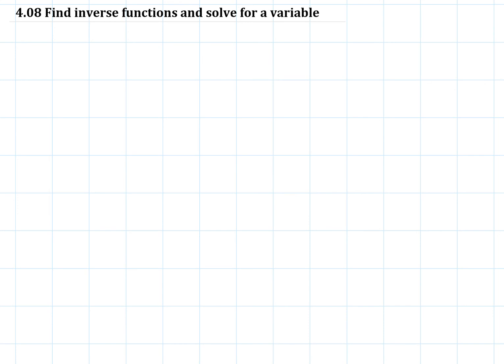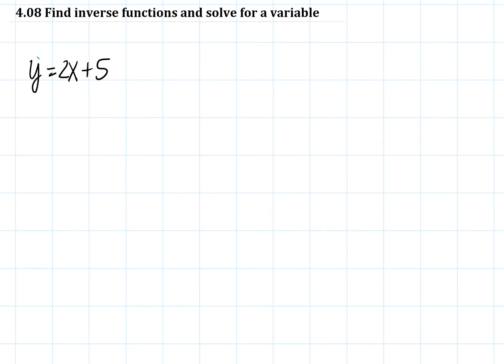Today's goal is to find inverse functions and solve for a variable. Inverse functions are functions that undo each other. So multiplication and division, or addition, subtraction, or squaring and square root. Essentially they take the x and the y values of a relationship and they switch them.